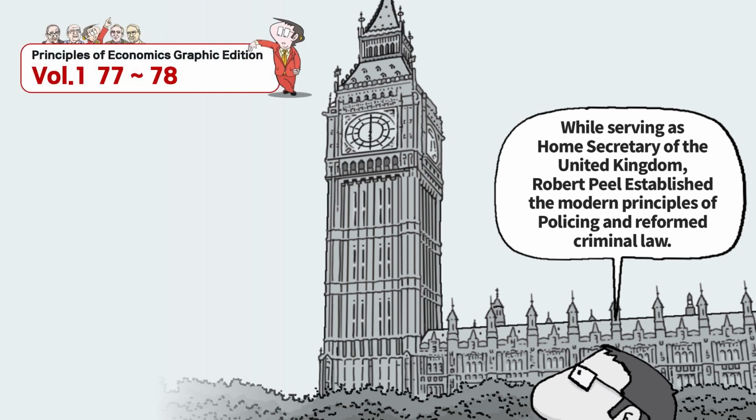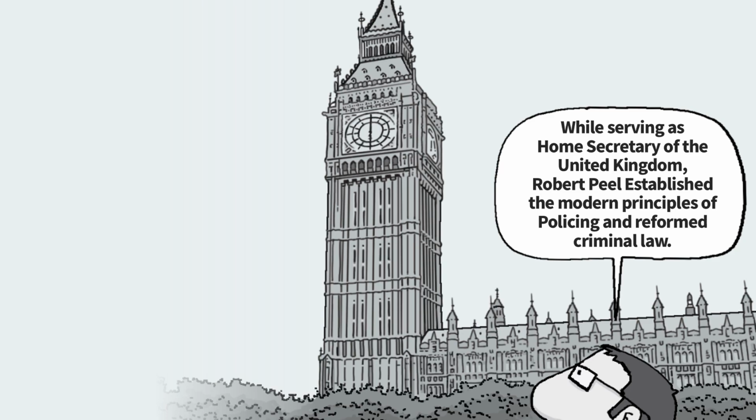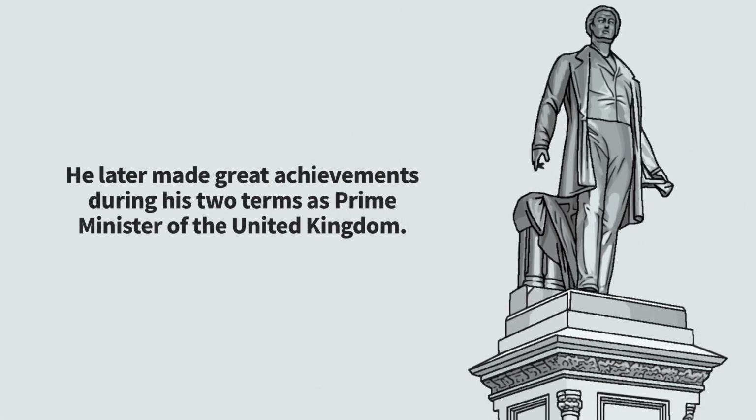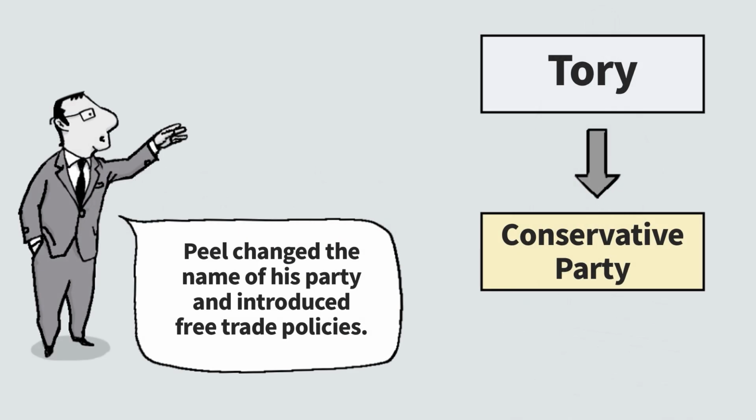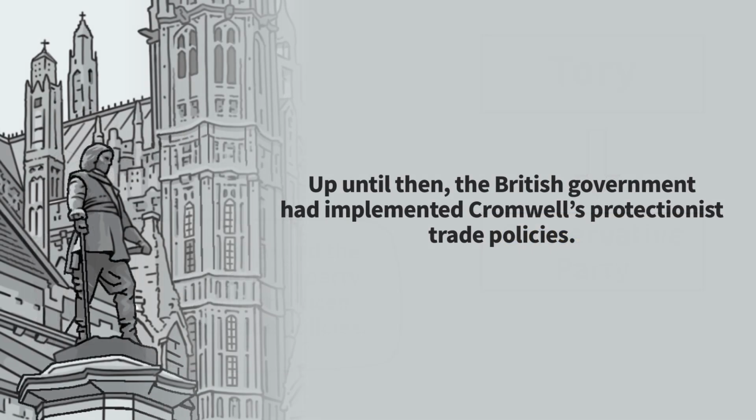While serving as Home Secretary of the United Kingdom, Robert Peel established the modern principles of policing and reformed criminal law. He later made great achievements during his 2 terms as Prime Minister of the United Kingdom. Peel changed the name of his party and introduced free trade policies. Up until then, the British government had implemented Cromwell's protectionist trade policies.